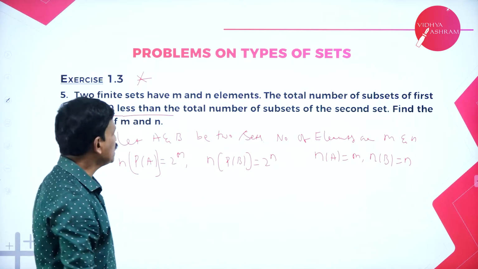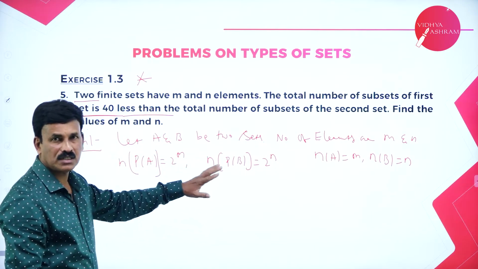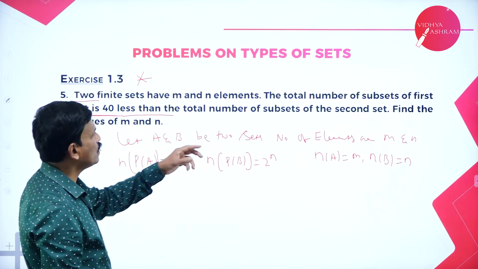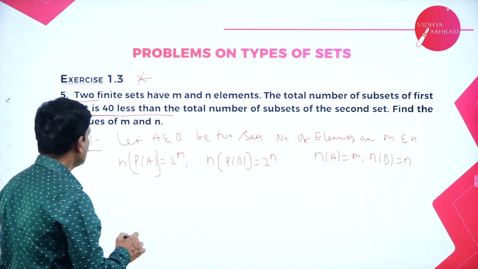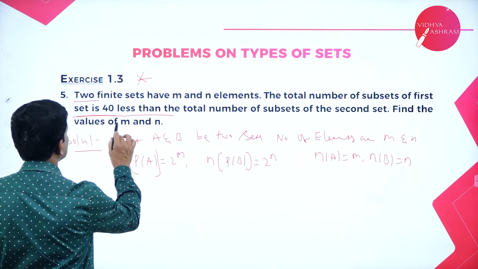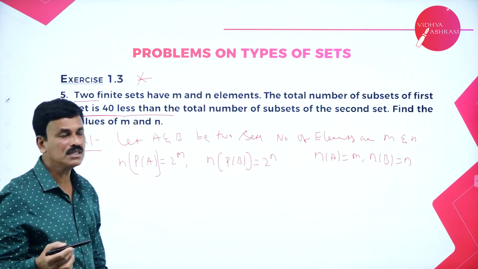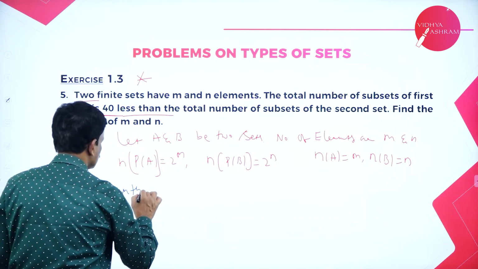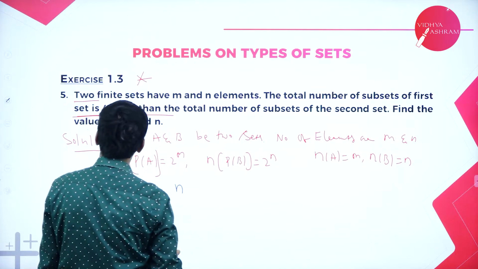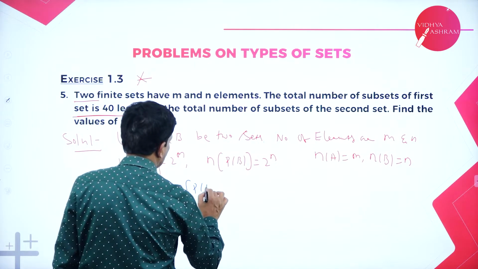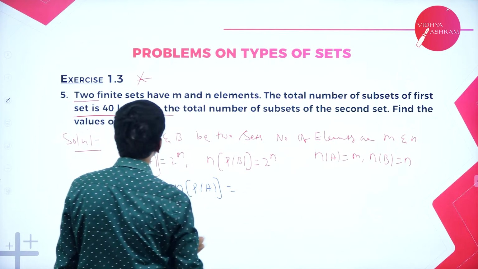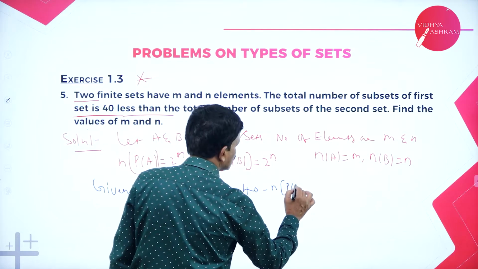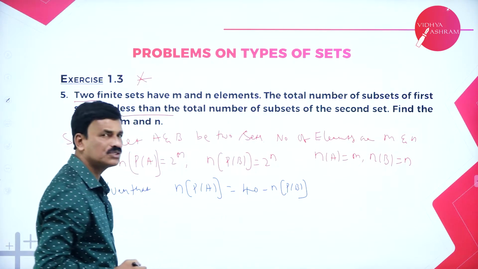Now listen, what is the given condition? The total number of subsets of the first set is 40 less than the total number of subsets of the second set. Given that the total number of subsets n of P of A is 40 less than, meaning 40 minus, the number of subsets of B. This is the given condition.